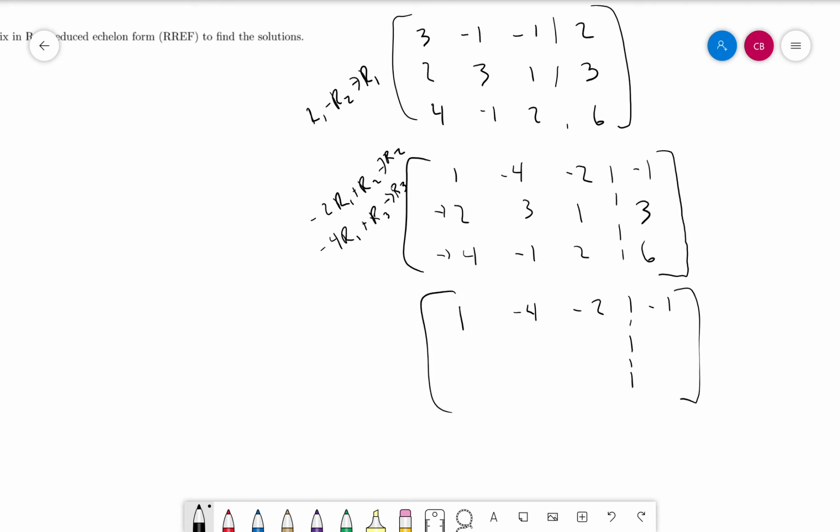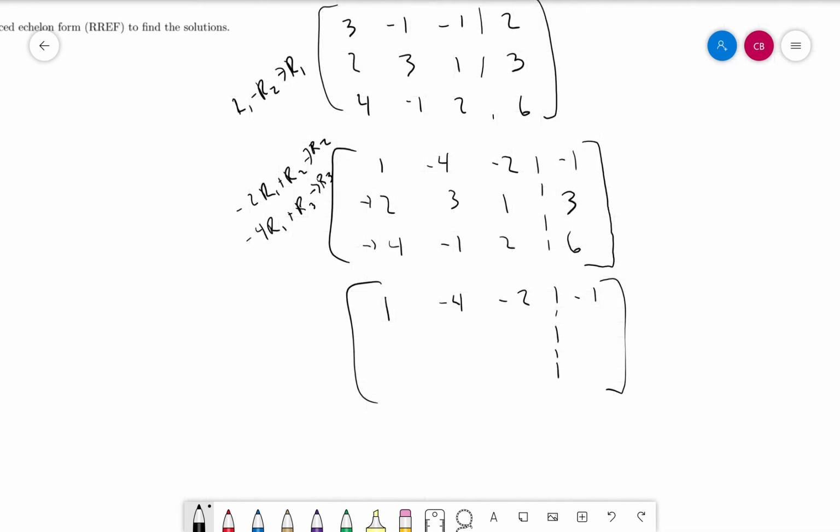Okay, then we have, let's write out what these are going to be. -2 times row 1, that's going to be -2 times 1, that's -2. -2 times -4, that's 8. -2 times -2, that's 4. -2 times -1, that's 2. And then -4 times row 1, that's going to be -4, 16. -4 times -2 is 8, and -4 times -1 is 4.